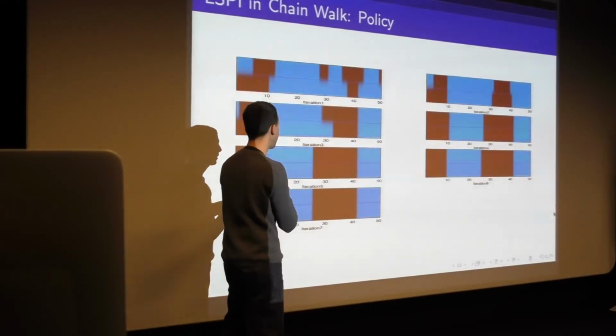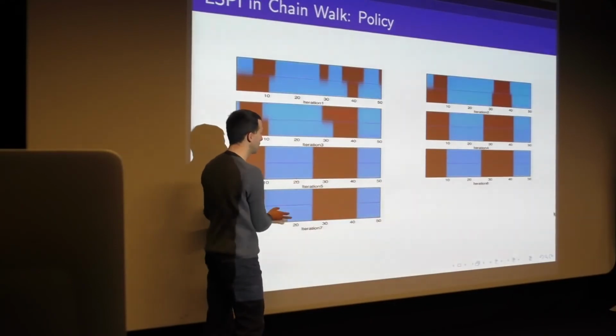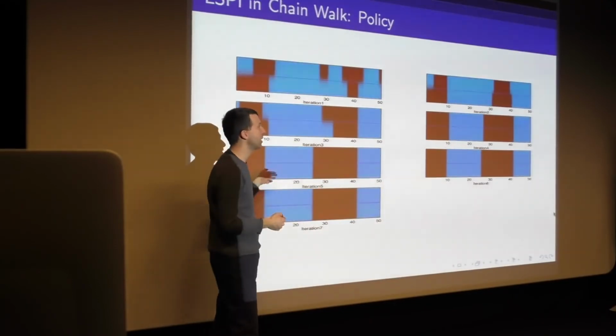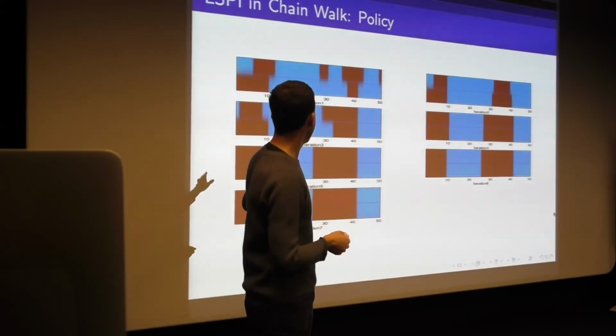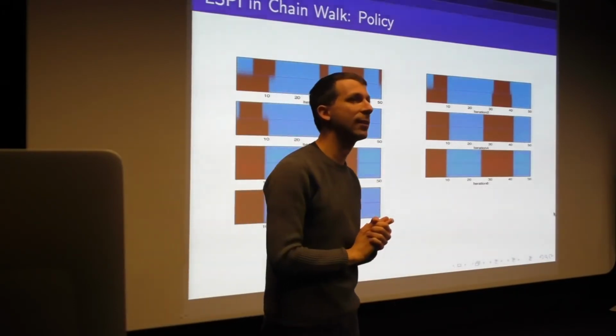This shows you whether it chooses to go left or right, and you see that by iteration 7 it's already making the right decisions. Even earlier, in fact, it gets the right decisions in this space. Red is right and blue is left in this case.